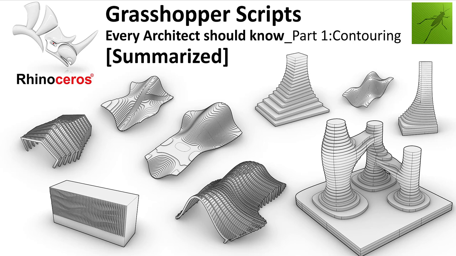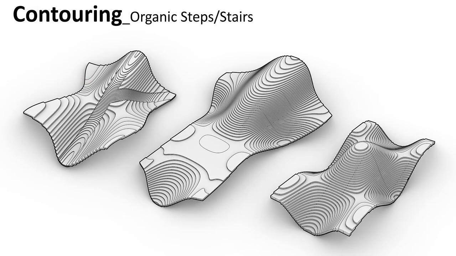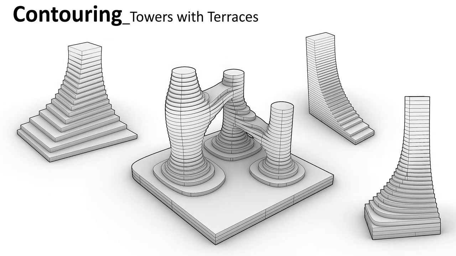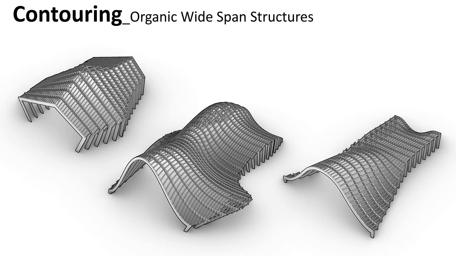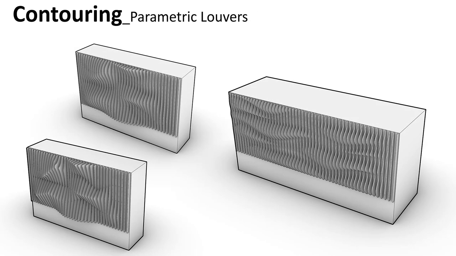This tutorial is about contouring. Contouring has tons of architectural applications. It can be used to generate organic steps like this. It can also be used to generate the floors of a tower with green terraces, like these examples. It can also be used to generate structure for complex shapes or complex wide span structures. It can also be used to generate this type of parametric louvers.